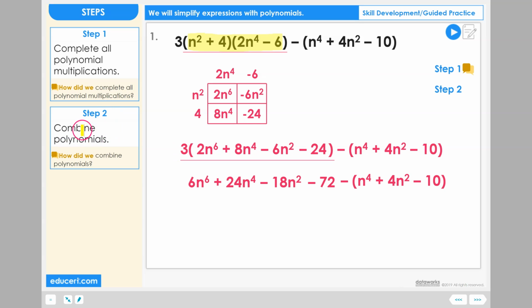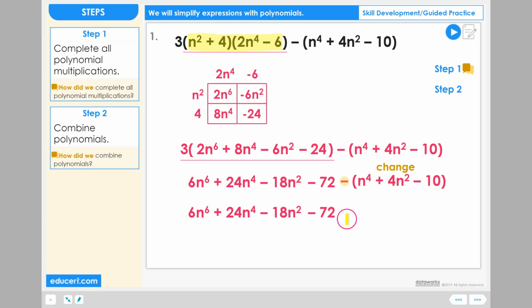Step 2. Combine polynomials. To combine polynomials, we need all of the terms to be outside of parentheses. Our current expression has one polynomial inside of parentheses, and the sign in front of this polynomial is a minus sign, meaning that when we take these terms out of this parentheses, we will change the signs of all the terms inside. 6n to the 6th plus 24n to the 4th minus 18n squared minus 72.